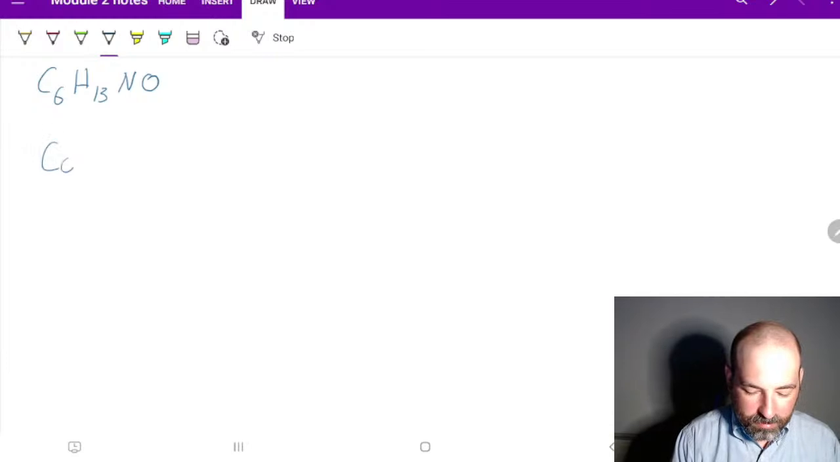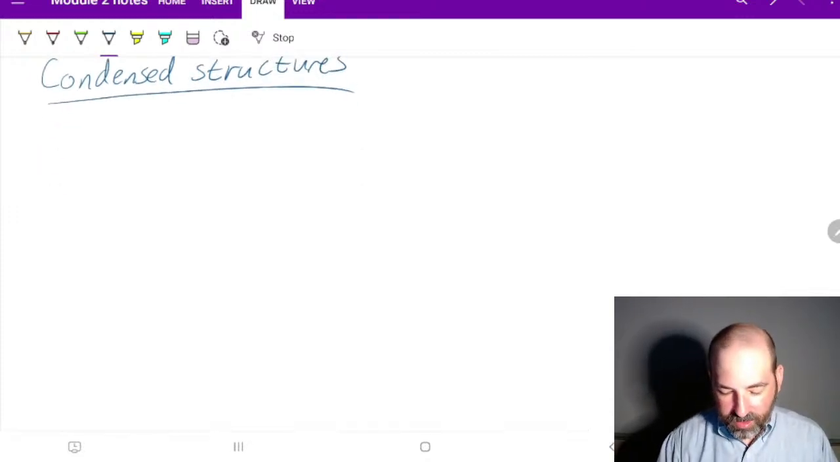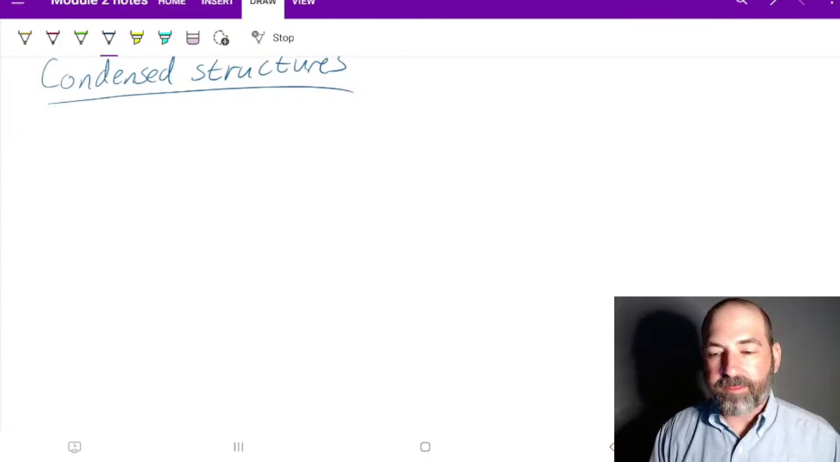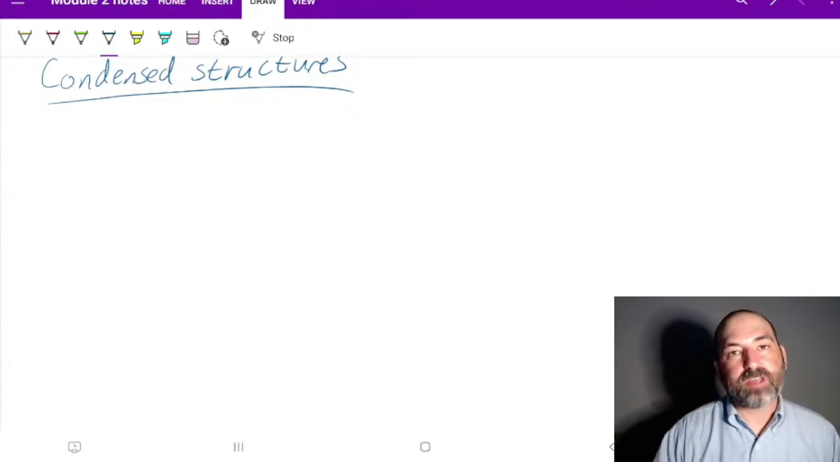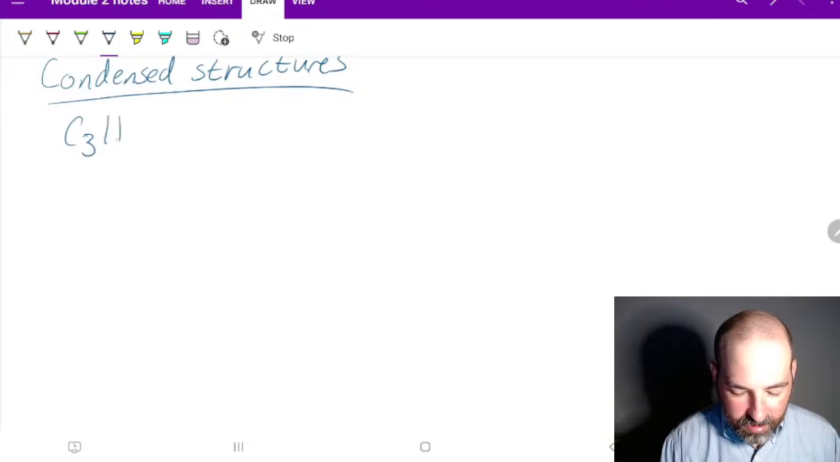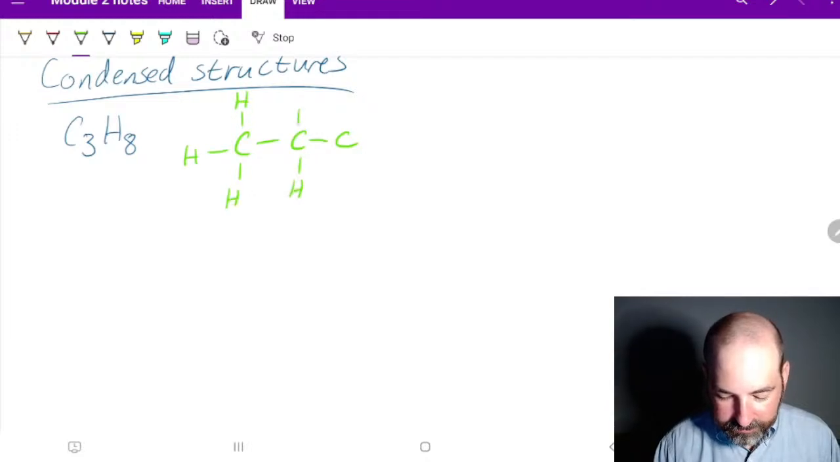So let's start with condensed structures. Condensed structures are just a way of shortening up the structures so that they're a little bit quicker to draw and easier to type on a computer. So let's take C3H8, which the Lewis structure would look like this. This one doesn't have any double bonds.